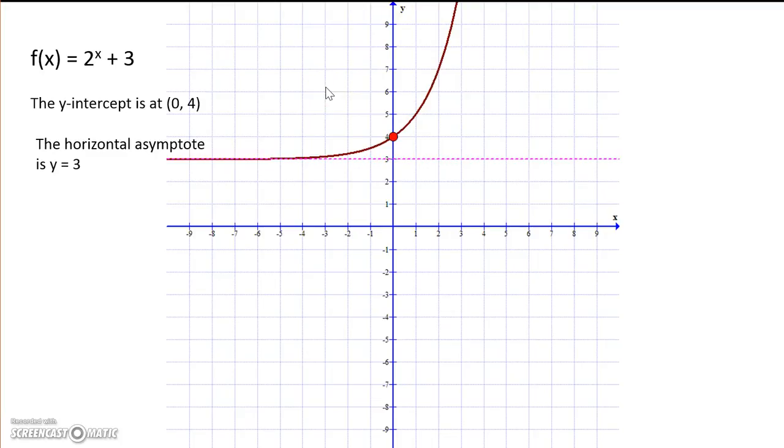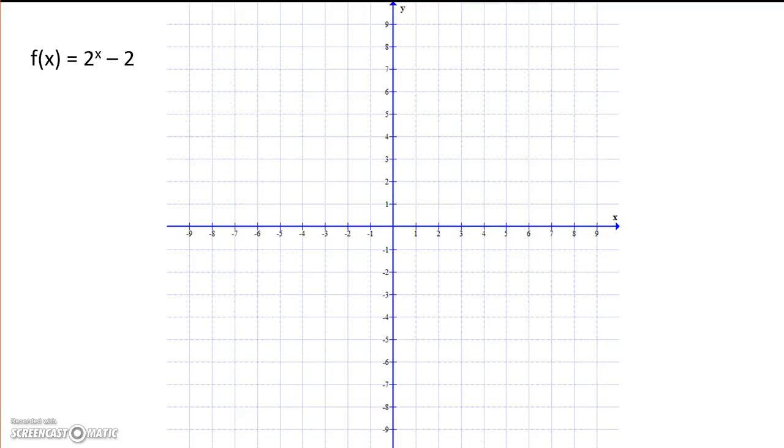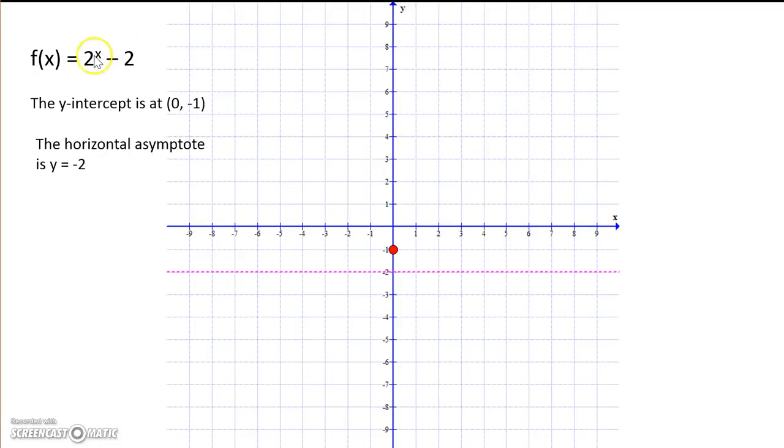Okay, hope you're getting the hang of it. Let's go a bit quicker with a few more examples. Minus 2. Okay, what's different to the last one? Nothing really. It's just moved down. The y-intercept is negative 1, because that's 1 minus 2, k + c. And then the asymptote's at y = -2, that's c. And then there it goes. It's still an increasing function.